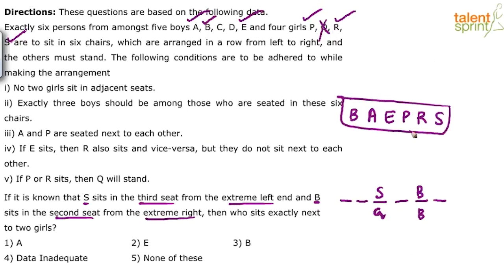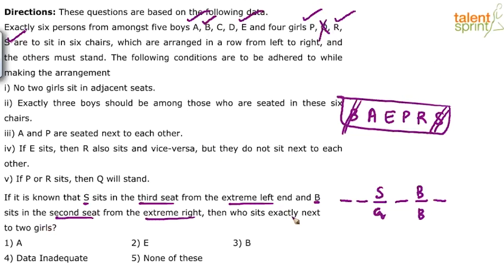But the order is not very clear. However, 2 things are fixed: S comes in the third seat from the extreme left and B comes in the second seat from the extreme right. So B is fixed, and S is also fixed. Now we have to arrange the other 4 persons, A, E, P, R. The question is, who sits exactly next to 2 girls?